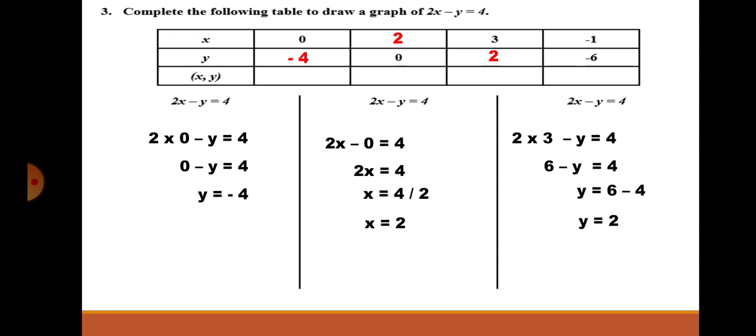The fourth row already has the values of x and y written. So the first coordinate is (0, minus 4). Second coordinate is (2, 0). Third coordinate is (3, 2). And the fourth coordinate is (minus 1, minus 6). You just have to complete the given table.